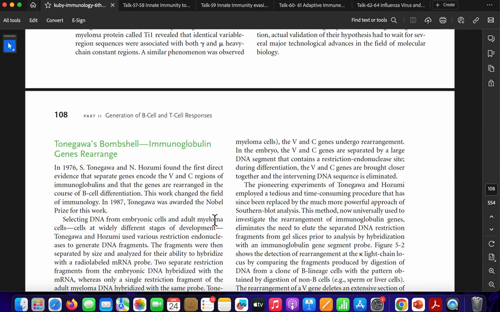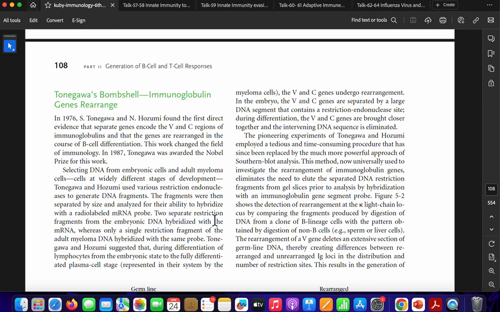So as we were discussing, Tonegawa's bombshell: immunoglobulin gene rearrangement. In 1976, S. Tonegawa and N. Hozumi found the first direct evidence that separate genes encode the V and C regions of immunoglobulins, and that the genes are rearranged in the course of B cell differentiation. This work changed the field of immunology. In 1987, Tonegawa was awarded the Nobel Prize for this work.